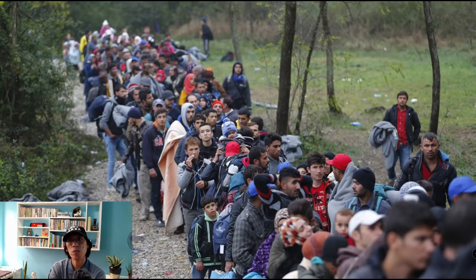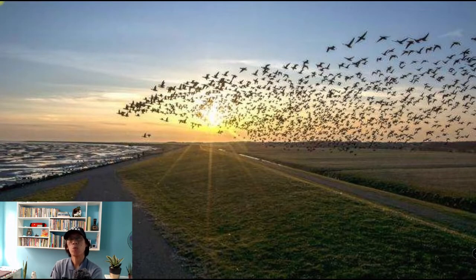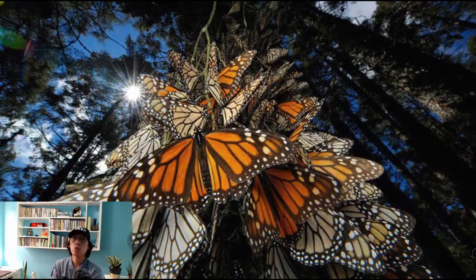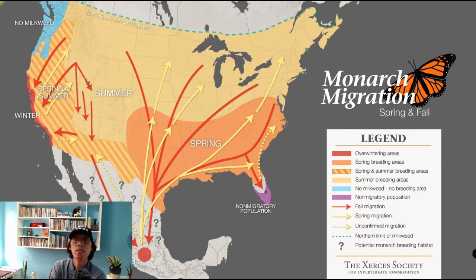These are Syrian refugees who wanted to move to another country because they want to escape a very dangerous place. This one is a photo of birds migrating. Another one is a photo of millions of monarch butterflies migrating from southern Canada all the way to the United States and as far as Mexico due to seasonal changes. If you look at the map, it shows the migration patterns of the monarch butterflies.